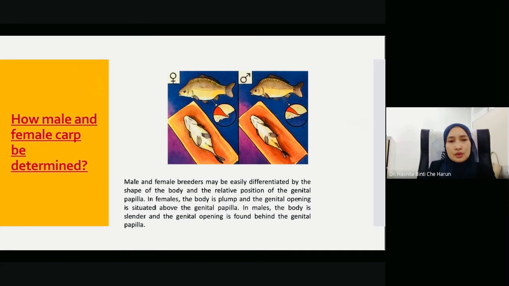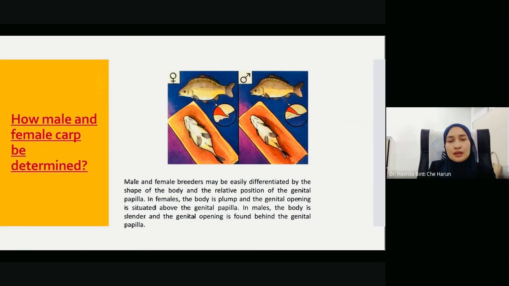Okay, so first of all, you need to determine or differentiate male and female breeders. So this can be done easily, but with experience. Okay, you need experience to easily differentiate between male and female. So basically, the characteristic that you need to observe is first shape of the body and also the relative position of the genital papilla.